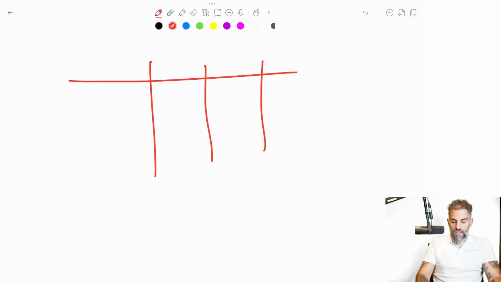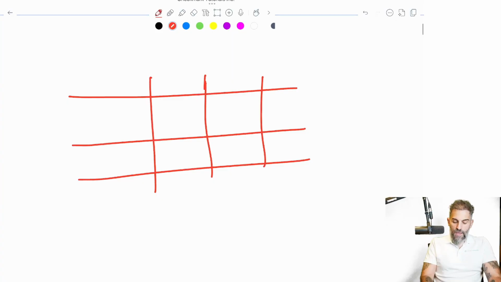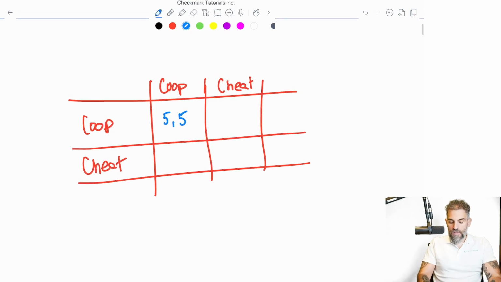Let's say, and I don't want to burn one of our exercises, that's why I'm making a new one. Okay. There's me and there's you, and I could choose to cooperate on our agreement, or I can choose to cheat. You can choose to cooperate, or you can choose to cheat. If we both cooperate, we both make $5. If you cooperate and I cheat, you make $3 and I make $7. If you cheat and I cooperate, you make $7, I make $3. And if we both cheat, then each of us only makes $2.